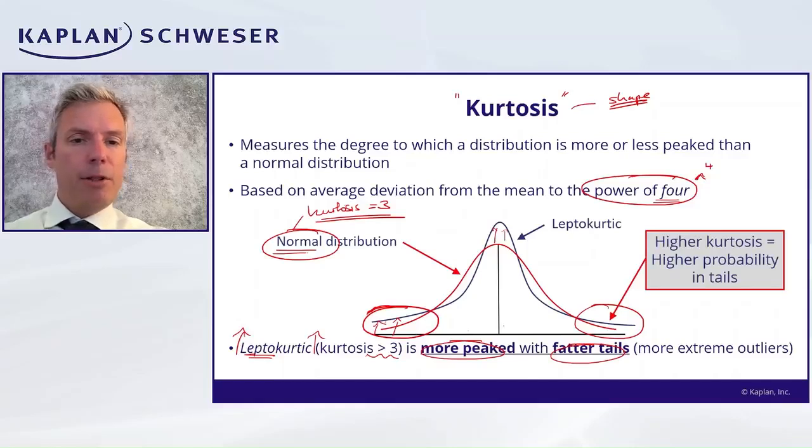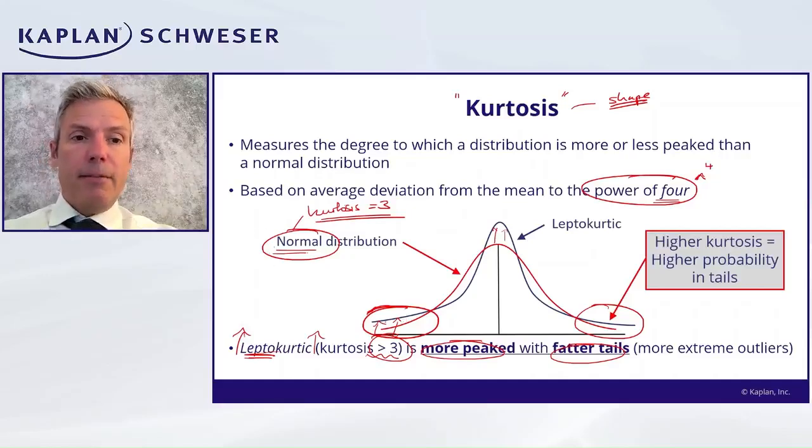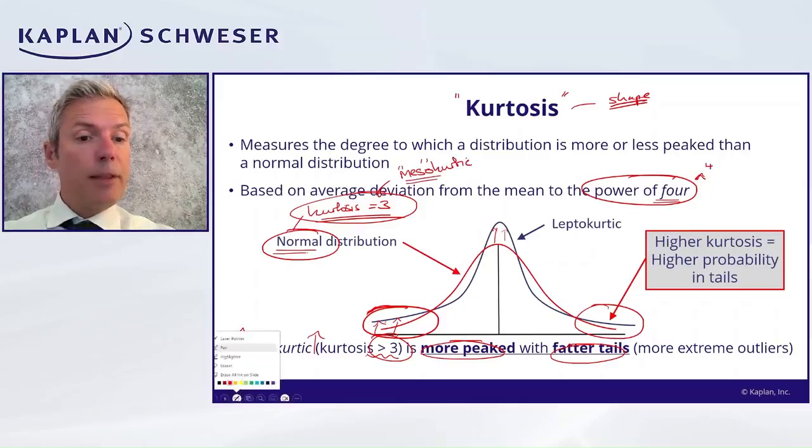High kurtosis, which is a kurtosis of greater than 3, is referred to as leptokurtic. Then it does beg the question: what does normal kurtosis, a kurtosis of 3, get called? That gets called mesokurtic. Mesokurtic if you've got normal kurtosis. And it does also beg the question, if you've got kurtosis less than 3, what are you referred to? Well, that's referred to as platykurtic. What would that look like?